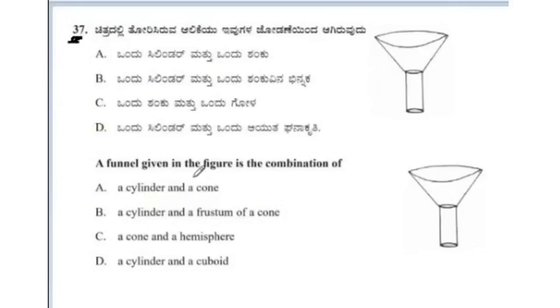37th question. A funnel given in the figure is the combination of. The top part of this funnel is a frustum of a cone. And the bottom part of this funnel looks like a cylinder. So this is the combination of a frustum of a cone and a cylinder. Correct option is B, cylinder and frustum of cone.